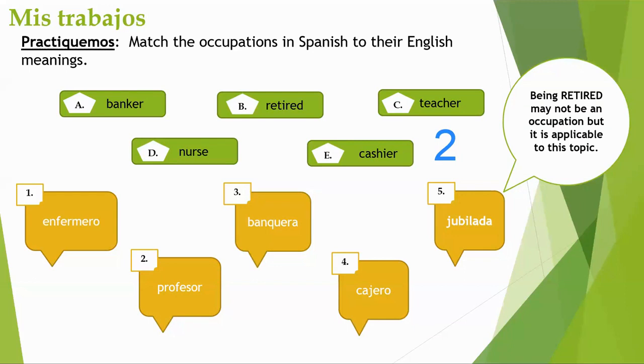All right, and even though, like they said, being retired may not be an occupation, it is applicable to this topic. So go ahead, and the last one would be one you've already had before. Did we do nurse? Nurse is D. Right, nurse is enfermero. So remember that. Don't get confused with banquero and banker.